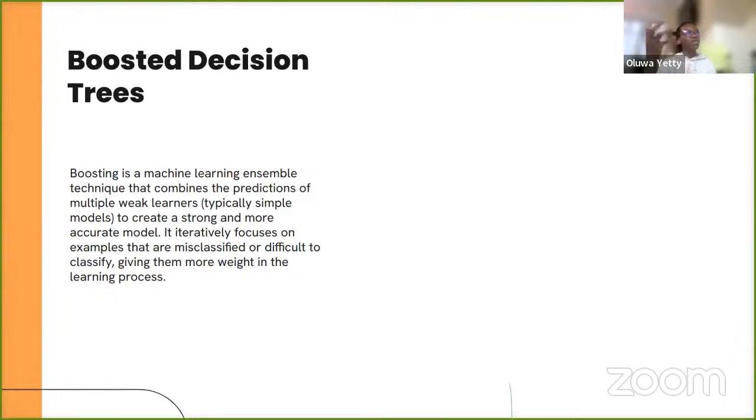So if you are using a boosting algorithm with decision trees, it means you have many decision trees, and you are trying to boost those decision trees by leveraging their weaknesses. How do you know their weaknesses?